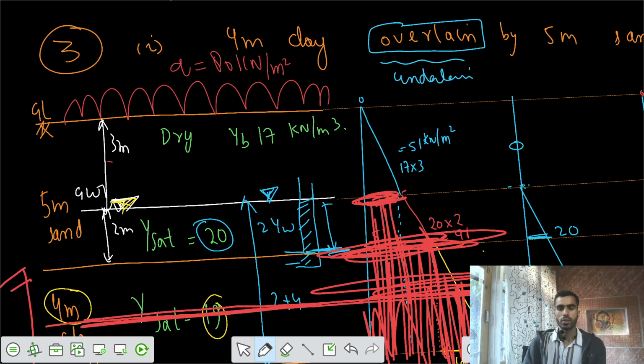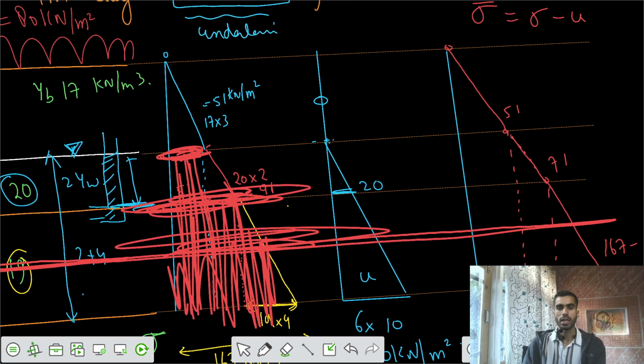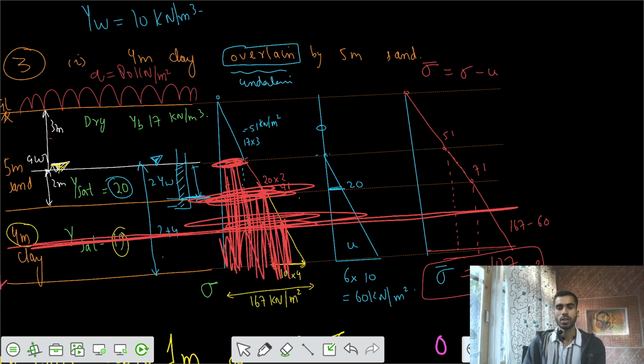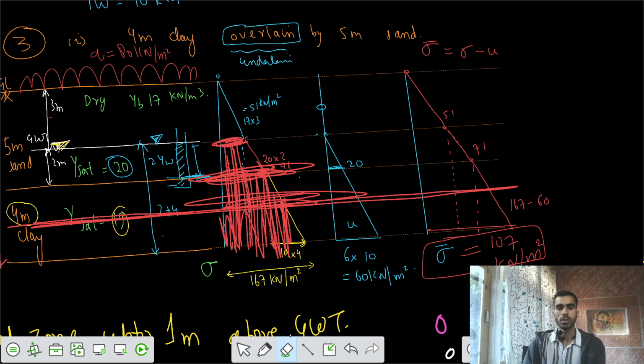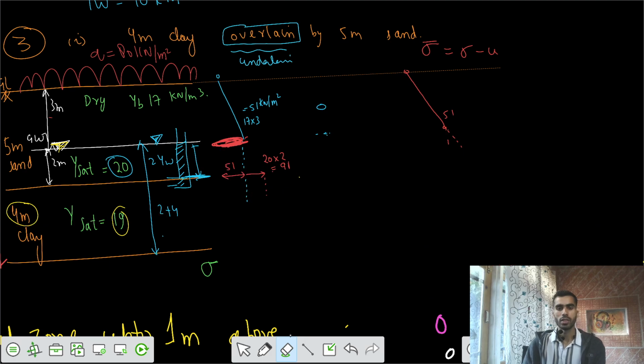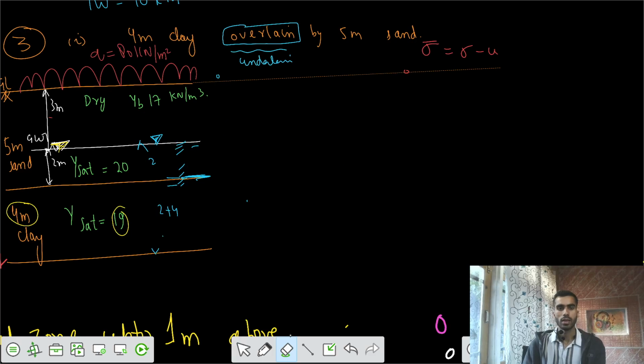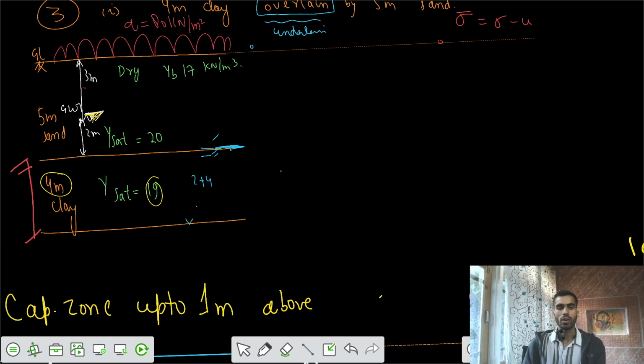Now because of that, we have to change the diagrams. Your diagrams are going to get changed. And we don't have to calculate at all the locations. If we play very smartly, we can directly calculate only at the critical location, that's the center of the clay layer. We only need to calculate just the effective stress.